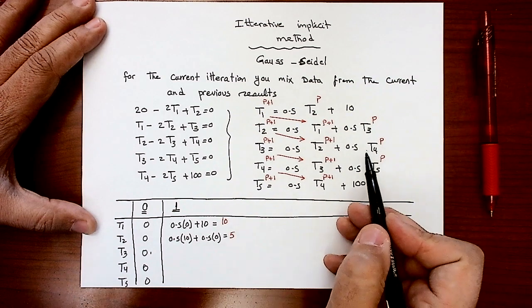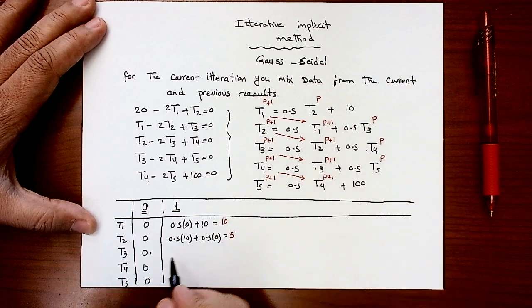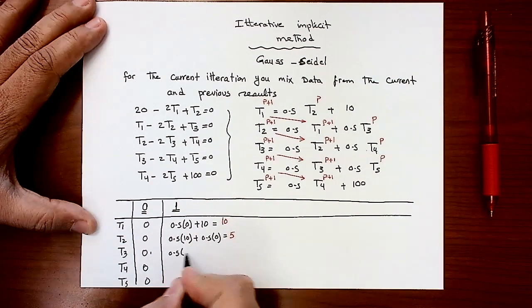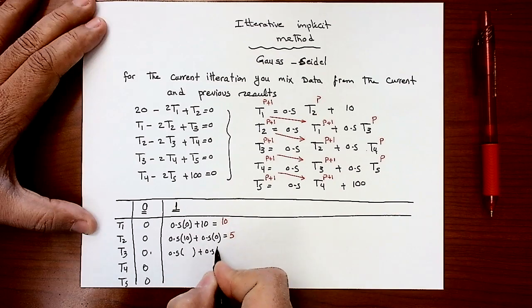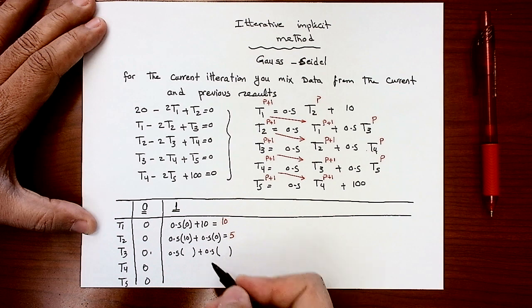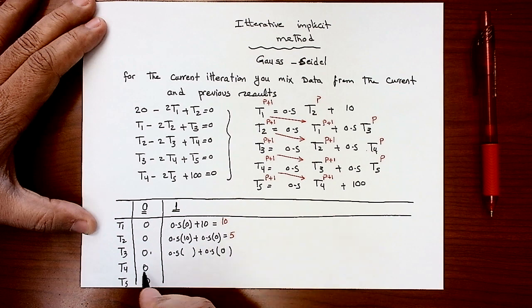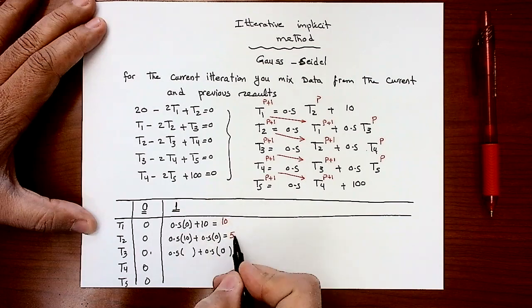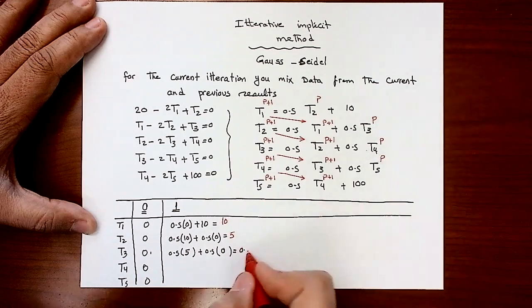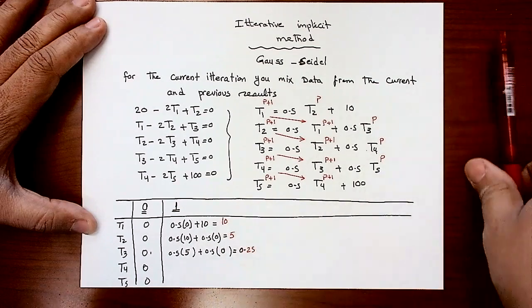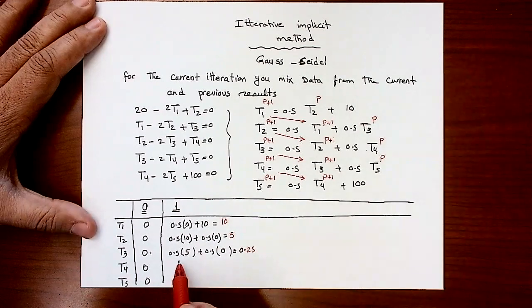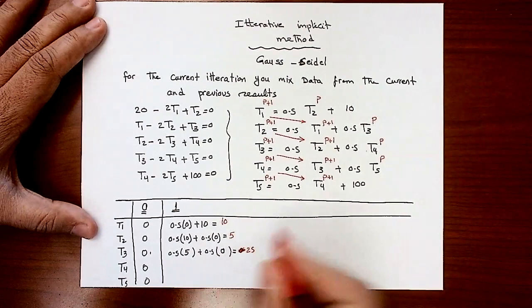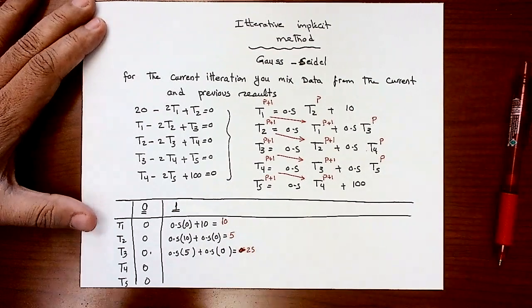Now, T3. T3 requires T2 and T4. So T3 is going to be 0.5 times T2 plus 0.5 times T4. T4 has never been calculated, it's still coming down there, so I'm going to take that from the original iteration 0. But T2 is already calculated in the current step, so I'm going to take that value of 5 to calculate this. So this will be 0.25. Let's do that in red like the other values. Sorry, it's 2.5. Okay. Now let's move to T4.